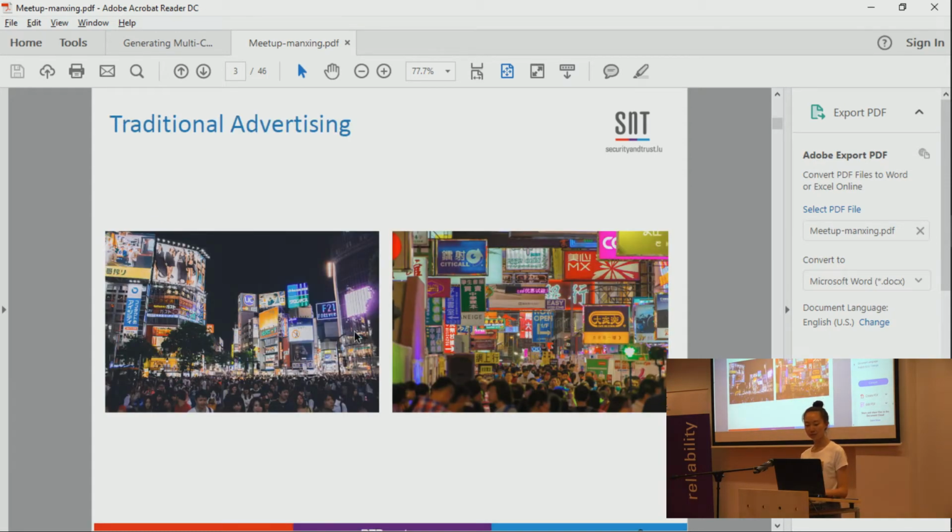At first, let's take a look at some traditional advertising. These are 2 photos taken in Tokyo and in Hong Kong. There are so many advertisements everywhere. By looking at them, I feel quite overwhelmed, and sometimes I cannot focus on any of them. From the advertiser's point of view, they fail at targeting specific kinds of audience. And as a customer, if I want to look for some information, it's also hard for me to find the advertisements I want to look at.